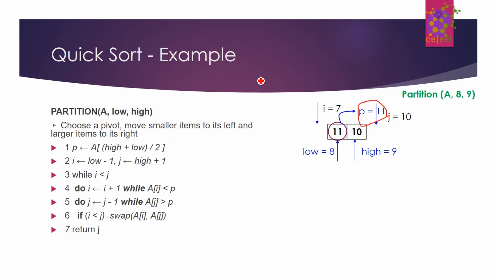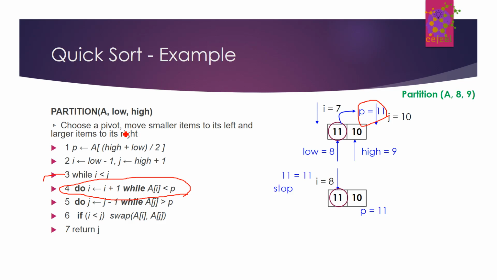Awesome. I will start with 8 minus 1, 7, j will be 9 plus 1, 10, and we go to the while loop, where i less than j is compared, definitely, because 7 is less than 10. We'll first start with the left side and increment i till we have found an element that is greater than the pivot. So i now becomes 8, and 11 is compared with 11, and 11 is equal to 11. 11 is not less than 11, so this while loop will end here.